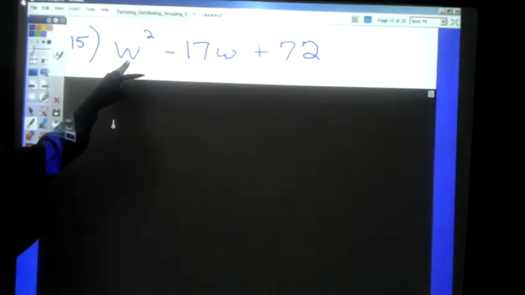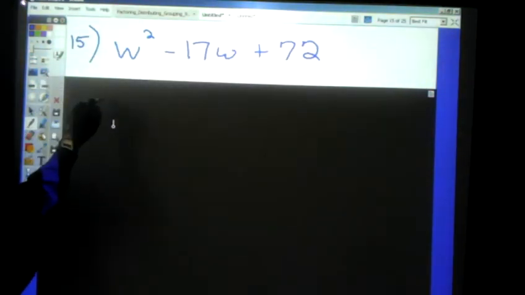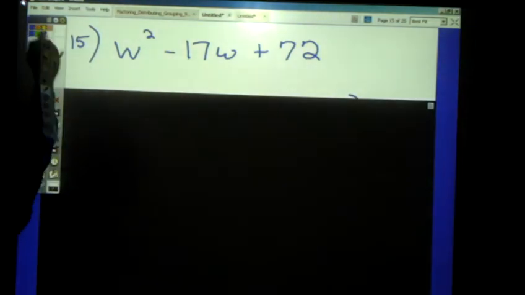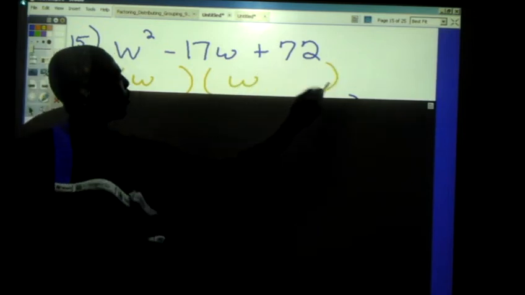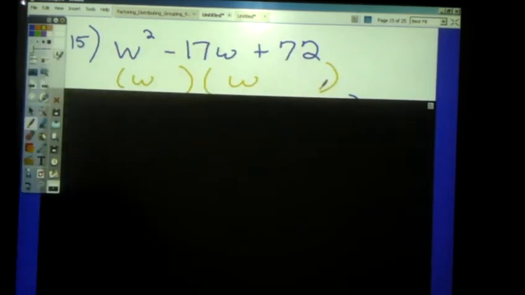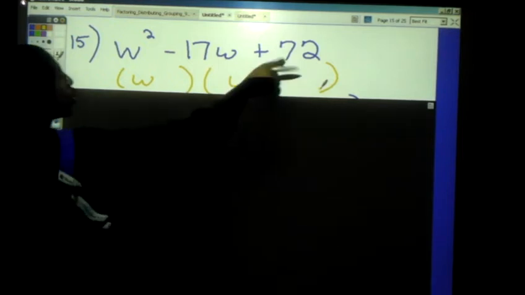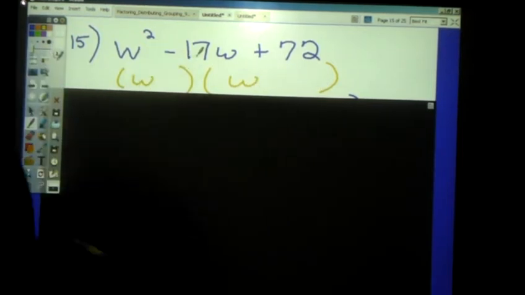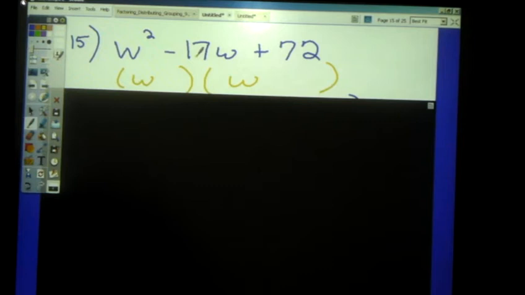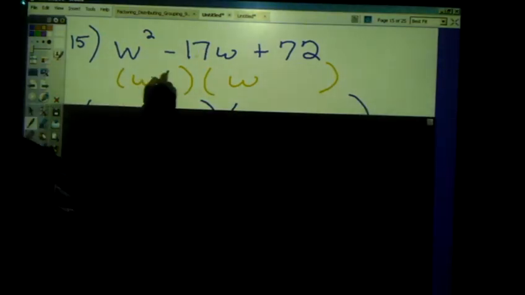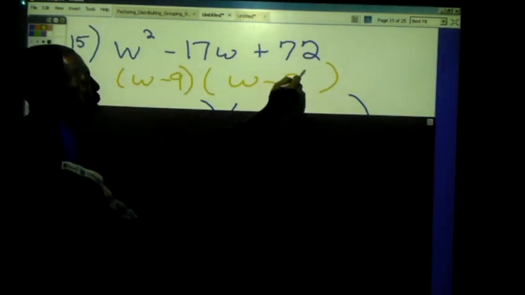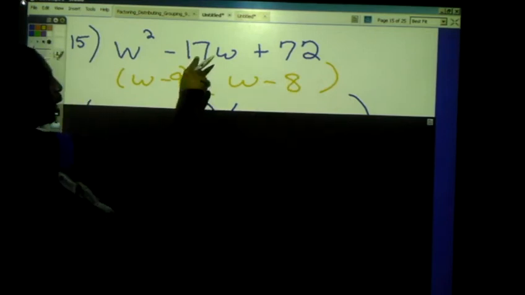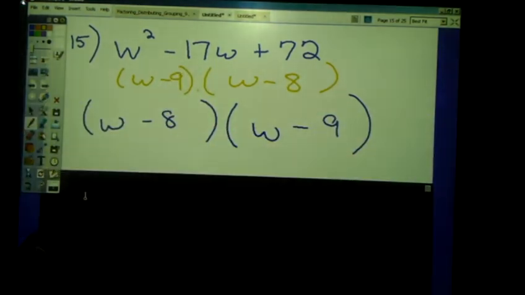Okay. W is going to be our first letters in the parentheses. And we're always going to get two binomials when we factor trinomials. And then two numbers that multiply to equal positive 72 and add to equal negative 17. Negative 9 times negative 8 equals positive 72. And if you owe somebody 9 and you owe somebody 8, you owe 17. So that'll be our final answer.